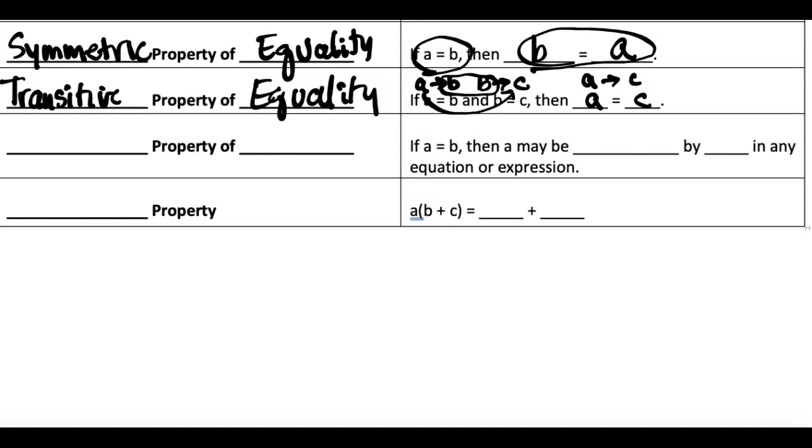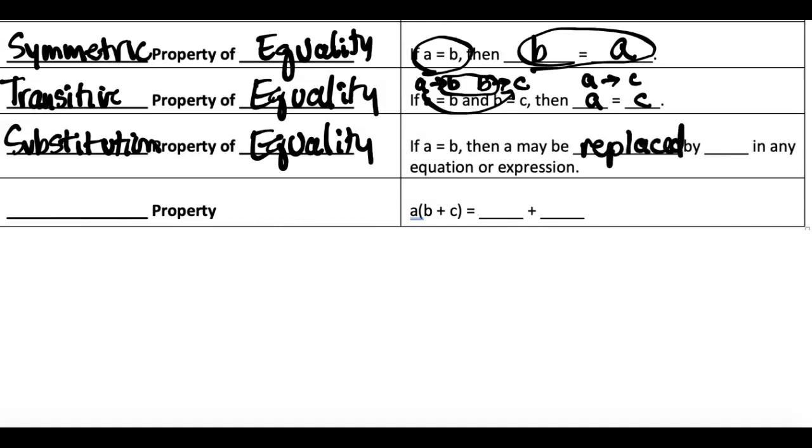The next one is substitution, and you're probably familiar with this one. We see this quite a bit when we try to solve by plugging in. If A equals B, then A may be replaced by the substitute of B in each equation or expression.